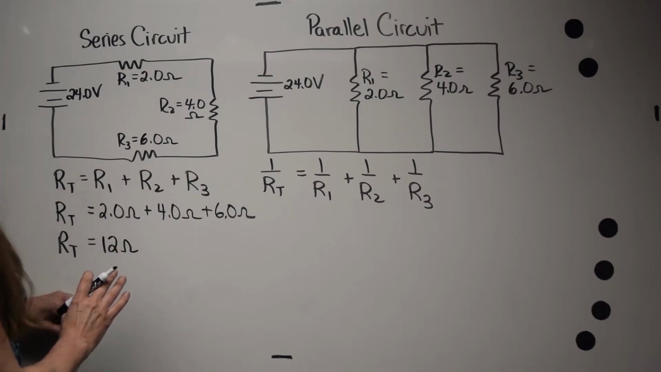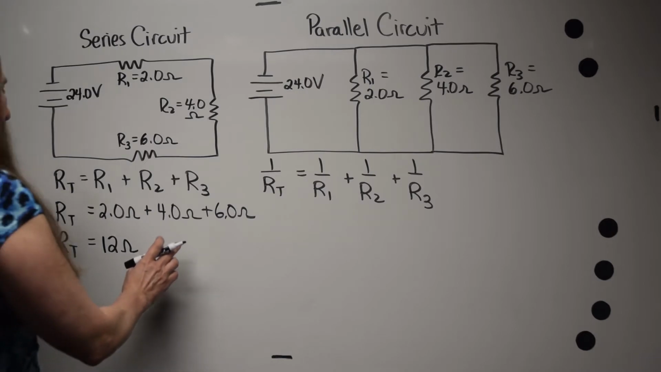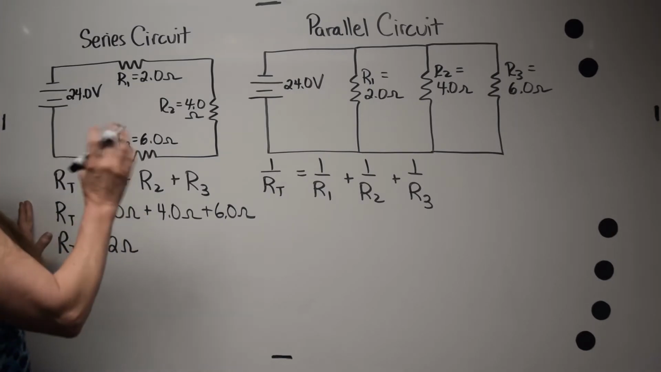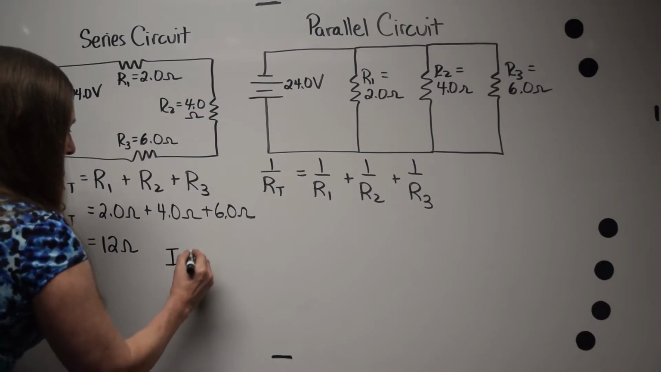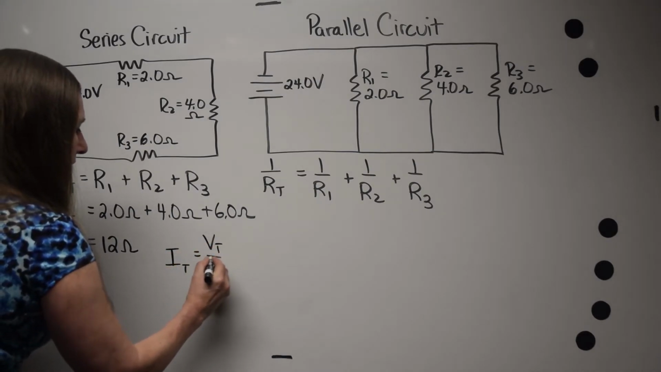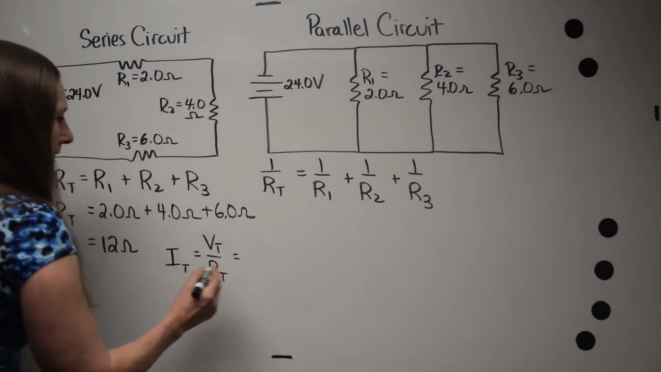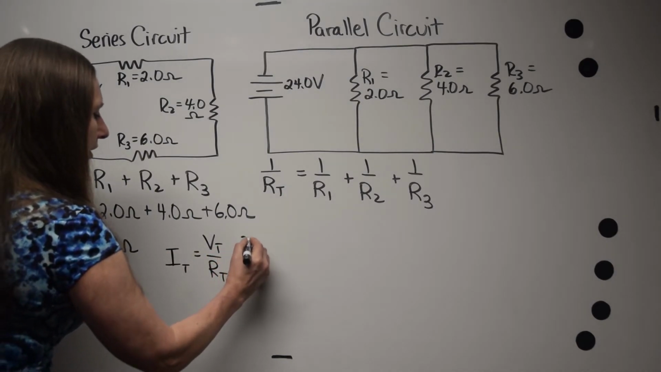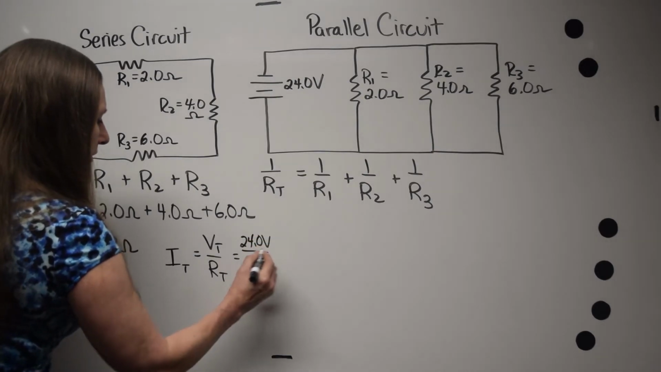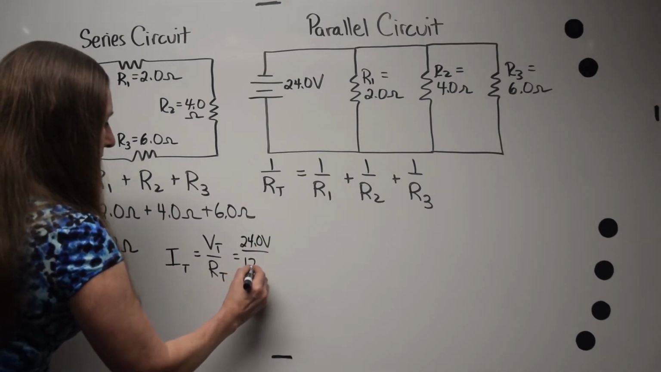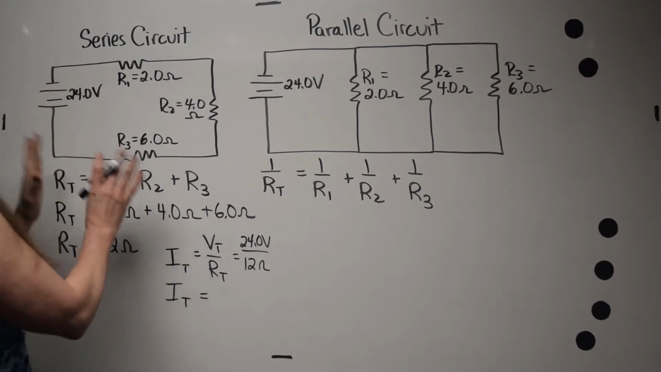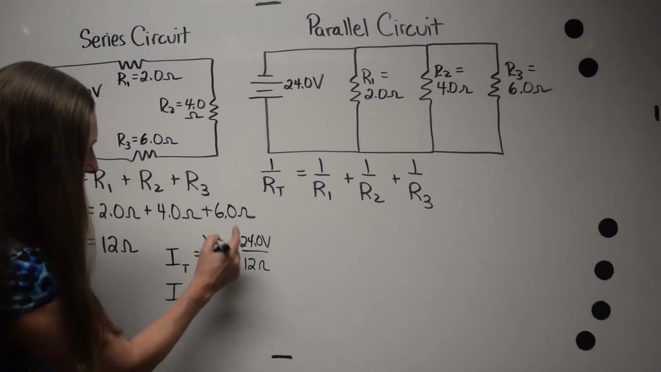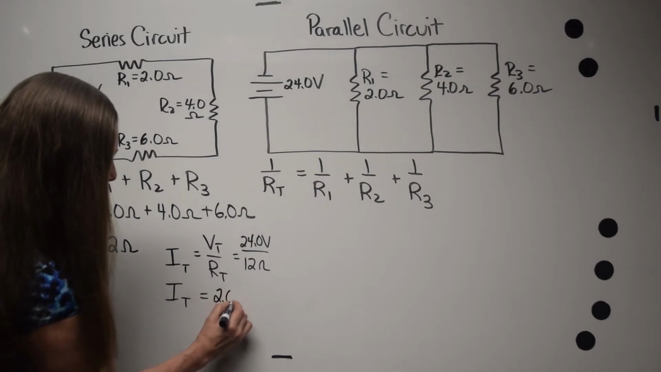All right, now, since we have the total resistance and the total voltage, let's find the total current. So I total equals V total over R total. The total voltage is 24 volts. The total resistance is 12 ohms. That means that the total current for this series circuit here is going to be 24 divided by 12, which is 2 amps.